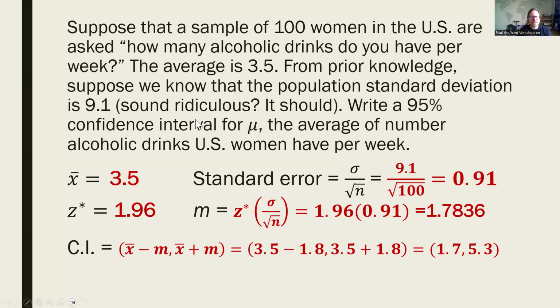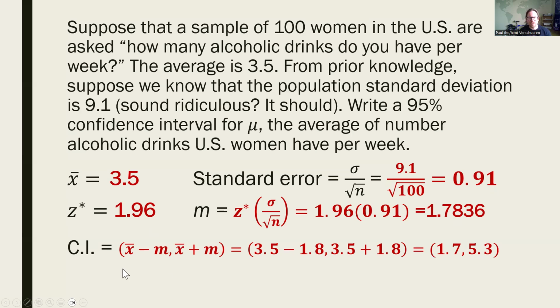So write a 95% confidence interval for mu, the average number of alcoholic drinks US women have per week, as in we're trying to write a prediction for what the population mean is. Our sample mean is 3.5. Our standard error would be the population standard deviation divided by the square root of n, so that would be 0.91. Z star, our confidence multiplier, is 1.96, because you were asked to write a 95% confidence interval. The margin of error is the product of these two numbers, about 1.7836.